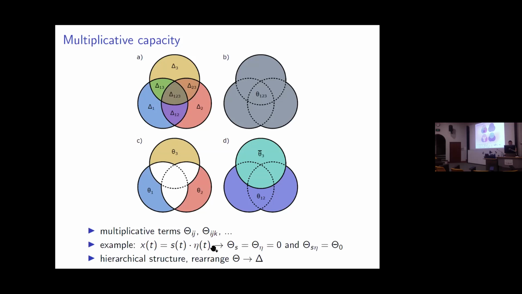If we did the replica test with this, the outcome would be that the capacity for S is 0 and also for eta is 0. But still, if you do the joint replica test, you get some non-zero capacity. That means there must be some capacity that we now denote as theta S eta, which is called the multiplicative capacity, that makes up for the rest. And here these Venn diagrams illustrate the hierarchy of these capacities.